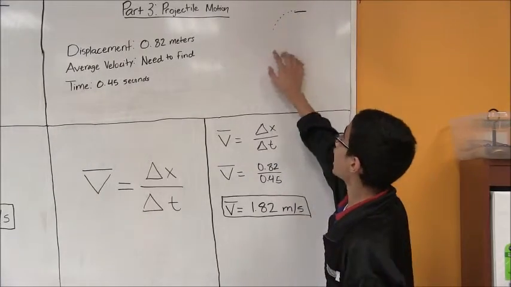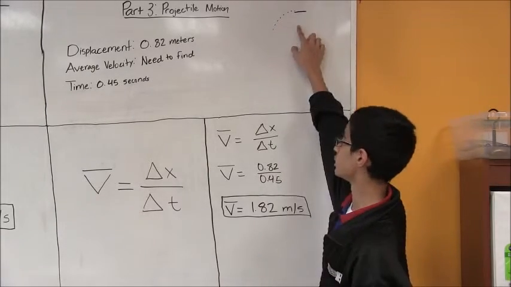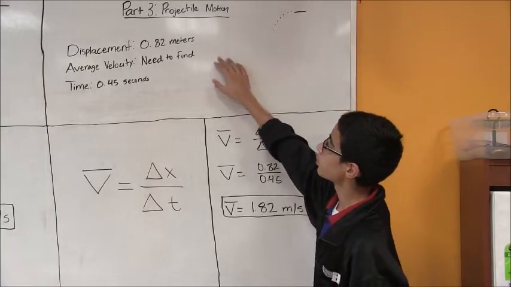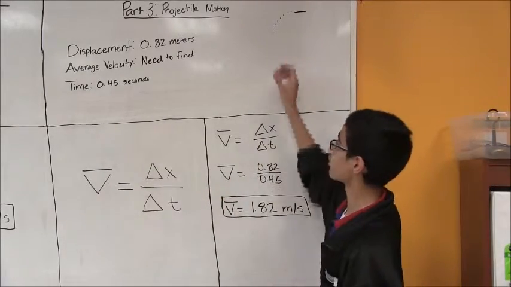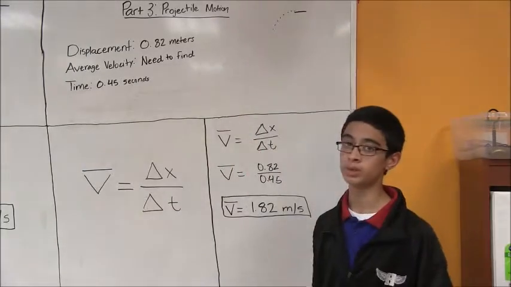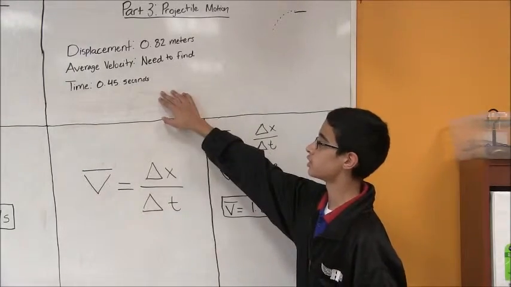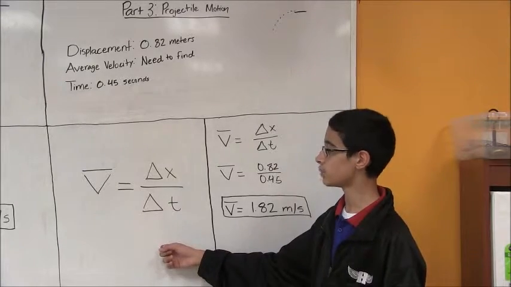So the final method for which I could have calculated the velocity of the object was using projectile motion. I utilized carbon paper in order to find the range of the object after it leaves the ramp. And what I found was that the range of the object, or the displacement in the x direction after leaving the ramp, was 0.82 meters. The average velocity is what we needed to find, and the time it took for this to occur is 0.45 seconds.